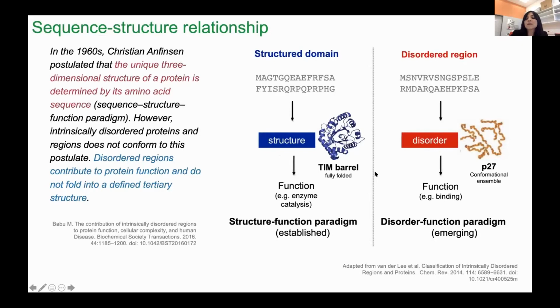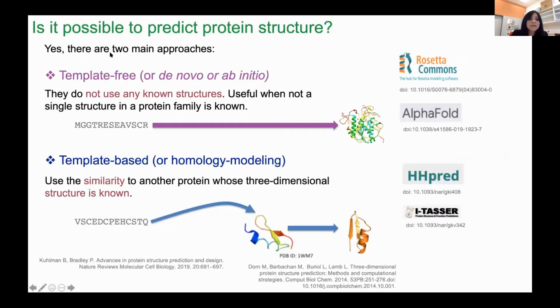But can we predict the structure of some proteins if they do not have any known structure? How can we do it? Is it possible to predict protein structure? And the answer is yes. There are two main approaches: the template-free, or de novo, or ab initio approach, and another one called template-based or homology modeling.